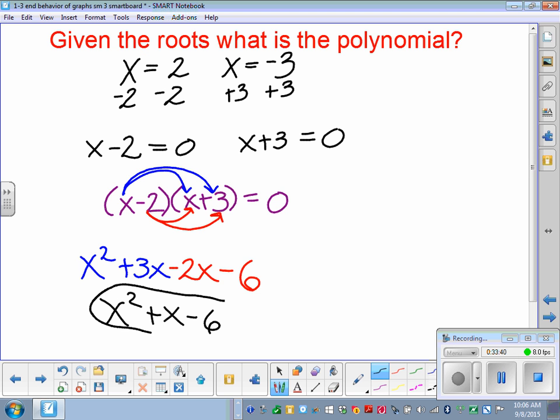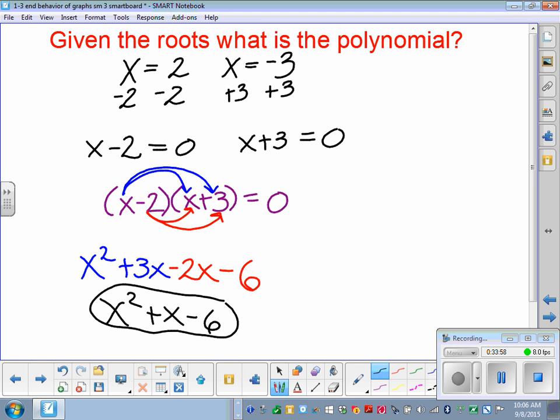So guys, awesome. We went backwards. If we would have been given this polynomial and factored it all the way down, we would have got these answers. We went backwards. Does everybody understand that? One more, and then I'm going to set you free to try it on your own.